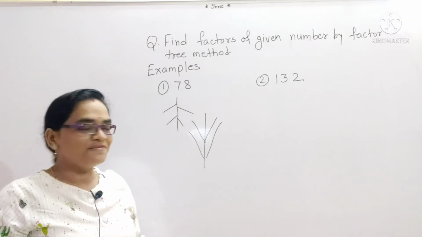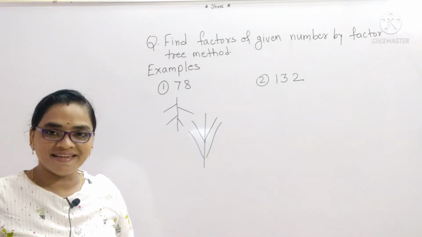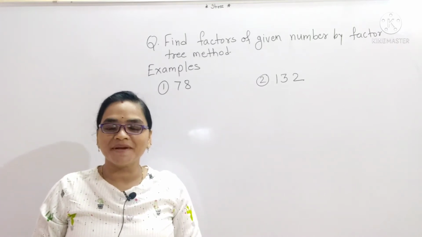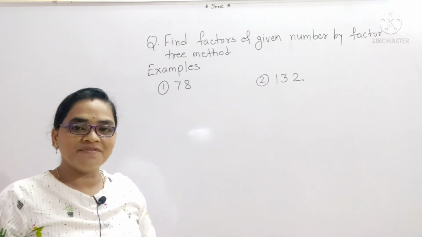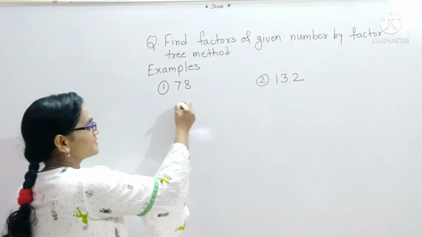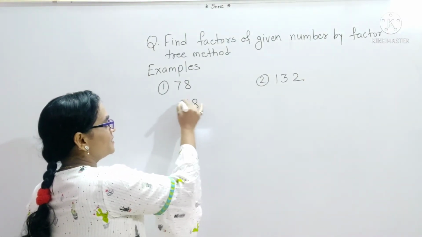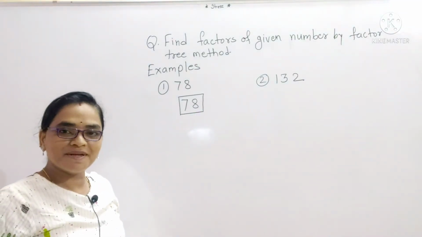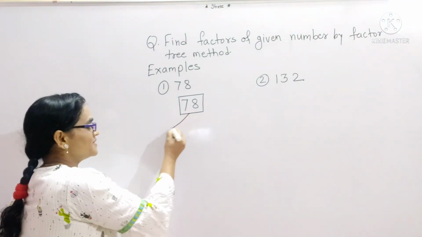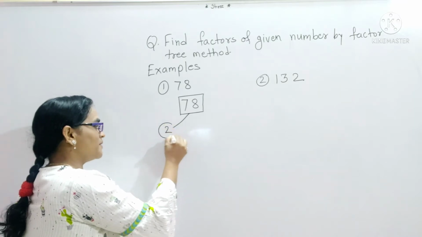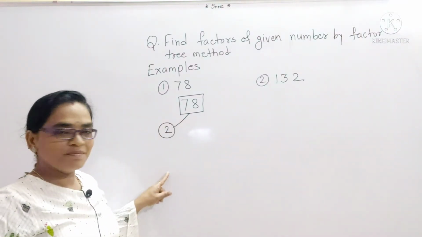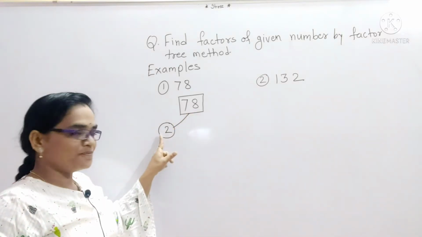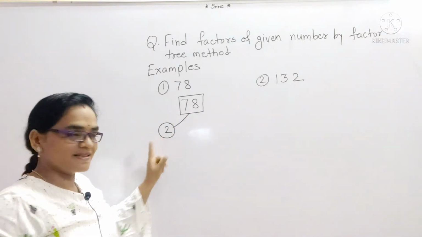Okay, let's see. The first example is 78. First, what do we have to do? Divide it successively by prime numbers, that means 2, 3, 5, and apply the divisibility test. 78, the ones place is 8, which means this number is divisible by 2. Then the first factor is 2. 2 is a prime number, so circle it. Remember, for a composite number we use a square and for a prime number a circle.